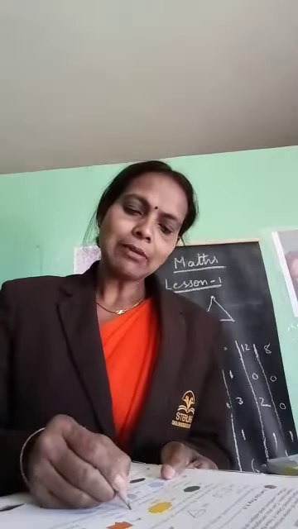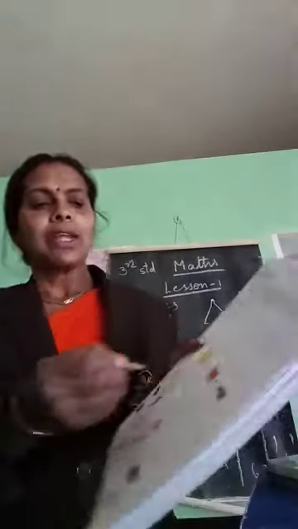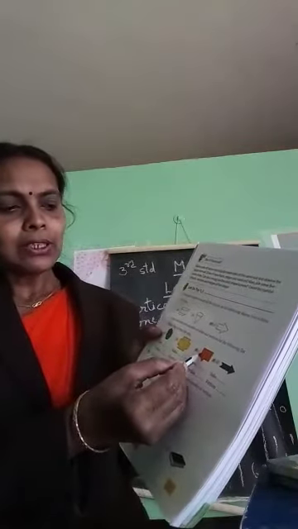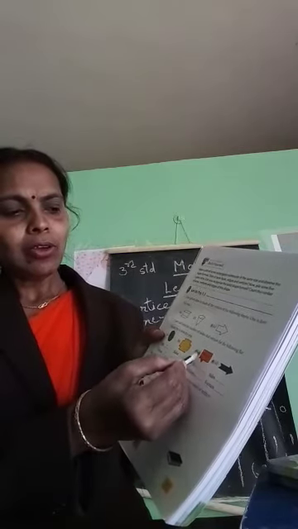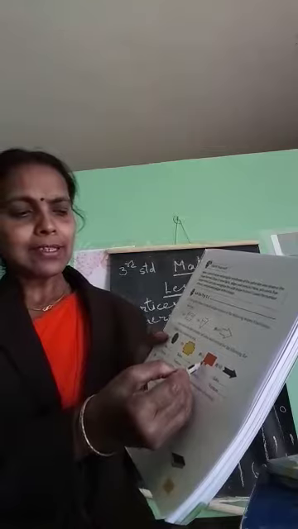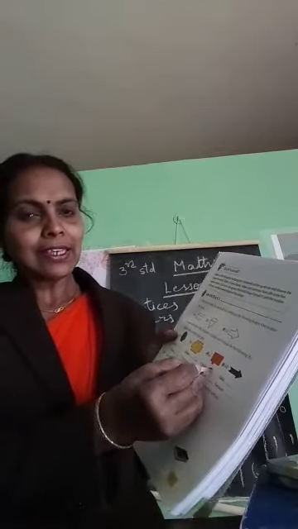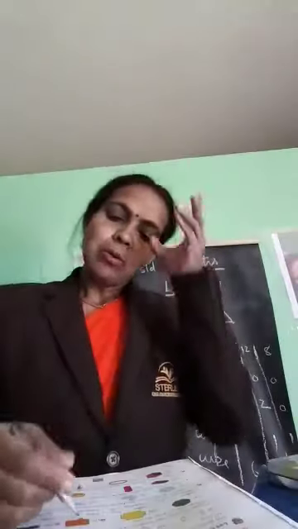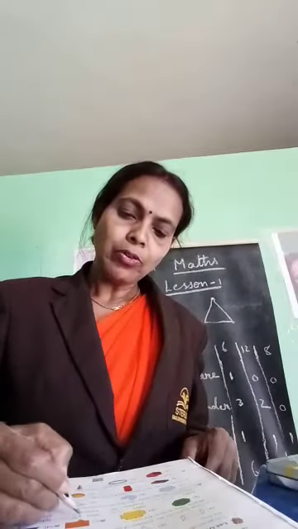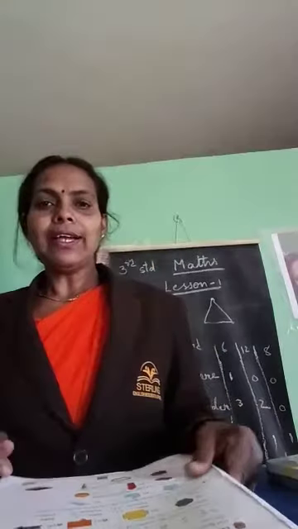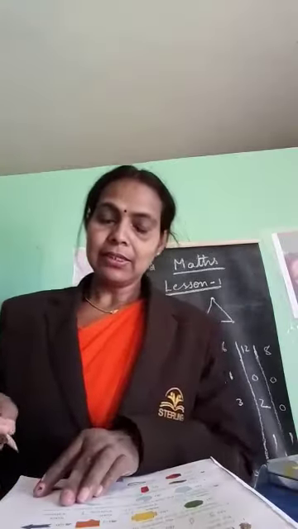How many sides are there? That many vertices will be there. Now this picture, how many sides are there? Count. 1, 2, 3, 4, 5, 6, 7. 7 sides are there. Write 7. Then corners count. 1, 2, 3, 4, 5, 6, 7. 7 corners are there.